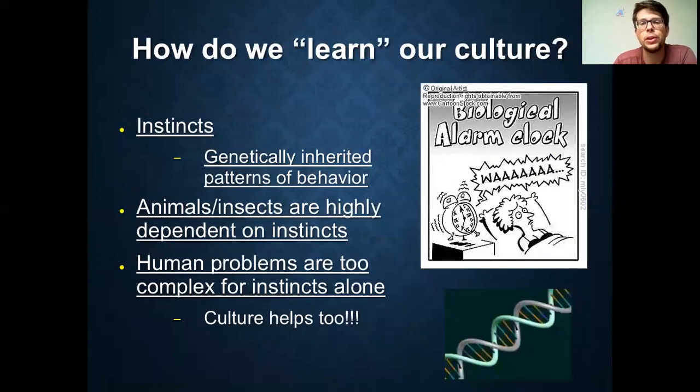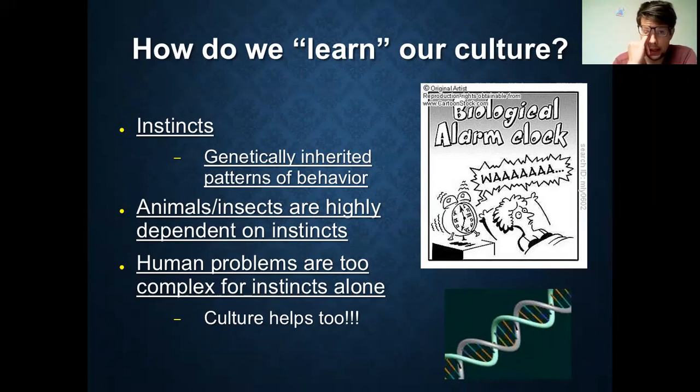Okay, let's talk about how we learn our culture. So as we've talked about before, instincts is a great way to start. So a lot of times people think, oh, that's an instinct. That's something that everybody has inside of them, and that's the reason why we do it the way that we do. An instinct is something that is genetically inherited. It's a pattern of behaviors. Like I said earlier, a dog will spin around 3 times before it lays down.